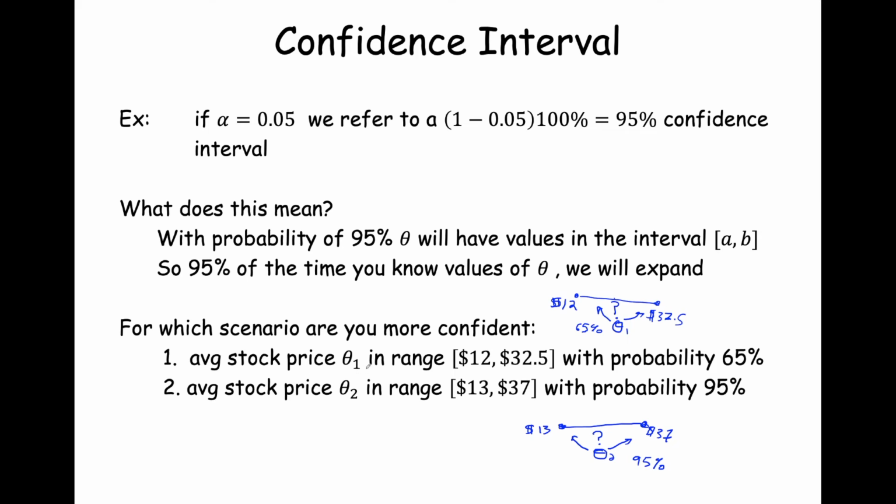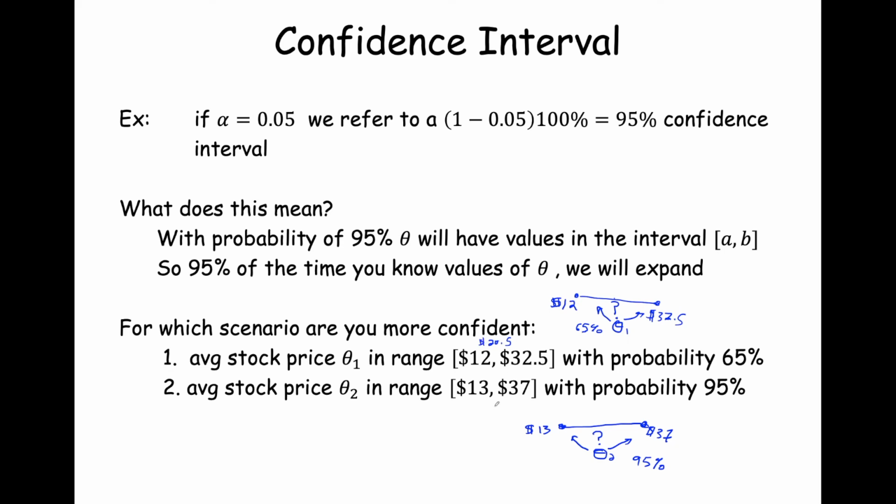Okay, we asked the question of which stock price are you more confident in? Well, one of the things you could do is say, okay, I know that this covering will include theta 65% of the time. So that means 35% of the time theta is not going to be covered by this interval. Now, this interval just happens to be, say, 12 to 32.5. So that difference is going to be $20.5 to get from 12 to 32.5.